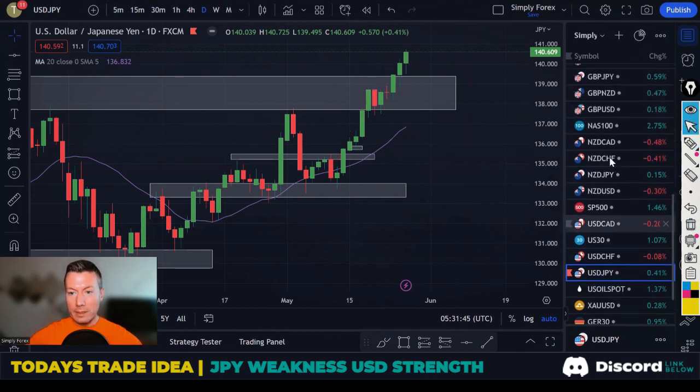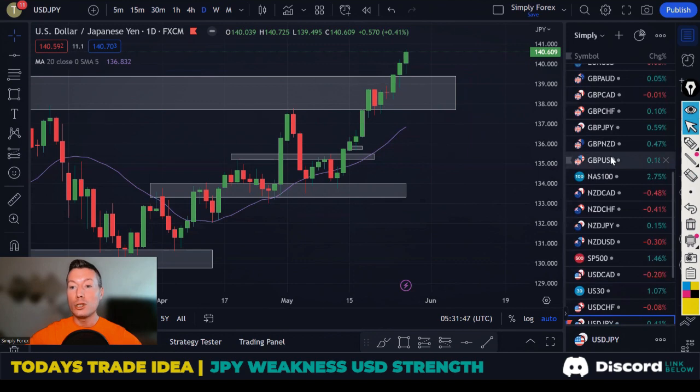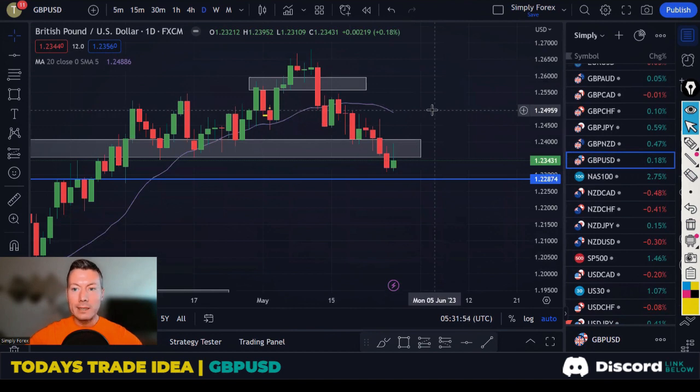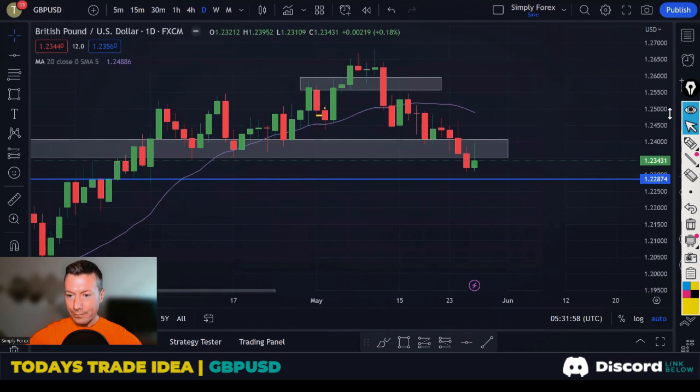So the US dollar major pair that I like is pound US dollar, because it's the least oversold or overbought, if that makes sense, guys. It's not a million miles away from the moving average 20. So it's a little bit less oversold or overbought than some of the other pairs. So this is my first trade idea. Pound US dollar, we're looking to short this pair.